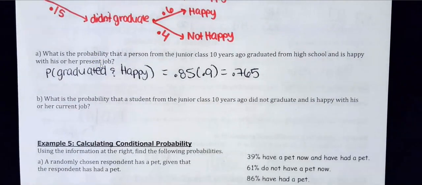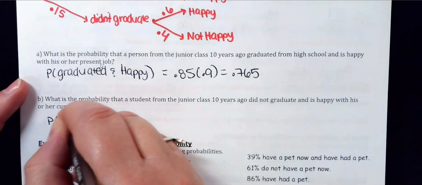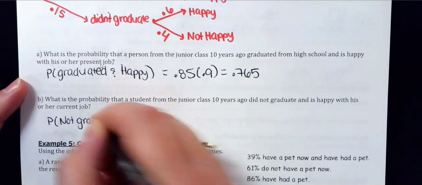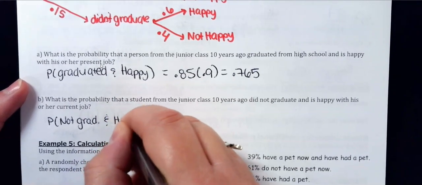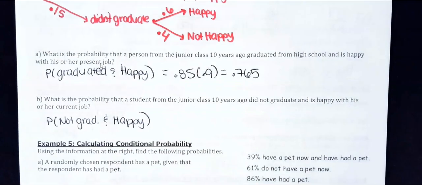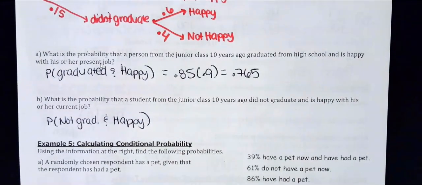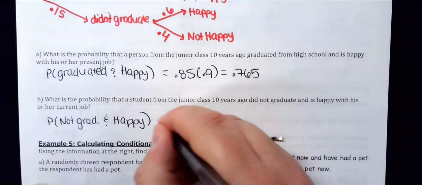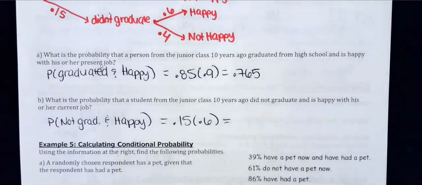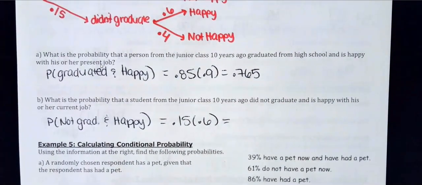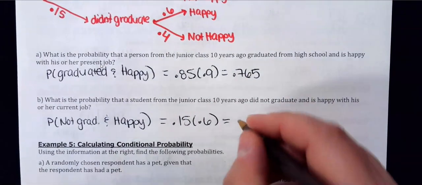So this next one asks, what's the probability a student from this junior class 10 years ago did not graduate and is happy with their current job? How would you calculate that? Didn't graduate, but they're happy with their job. What do you think? Perfect. 0.15 times 0.6. You just multiply along the branches till you get the outcome that you want. So this would be 0.09.